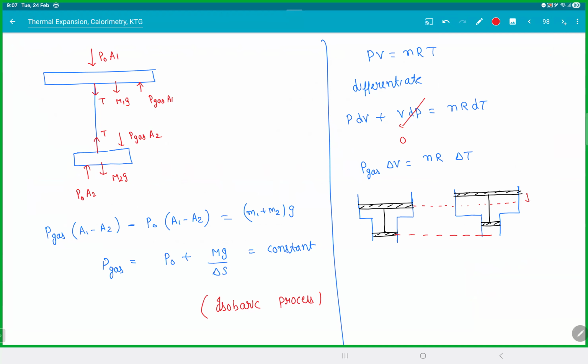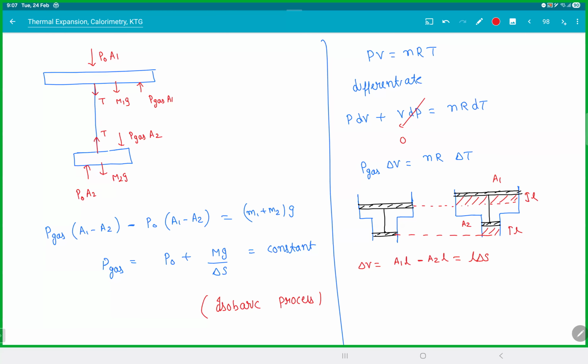So this thing has traveled by L and this thing also has traveled by L. So the additional volume will be the shaded area. The change in volume: because of A1, the volume increased by A1 into L. Because of A2, the volume decreased by A2 into L. So this will be A1 minus A2, which is delta S, into L. That's your change in volume.